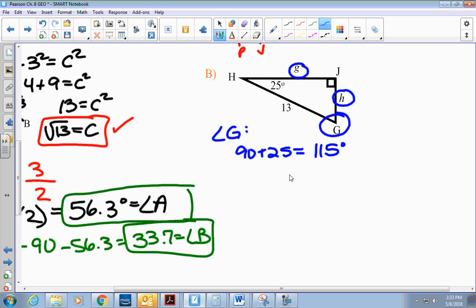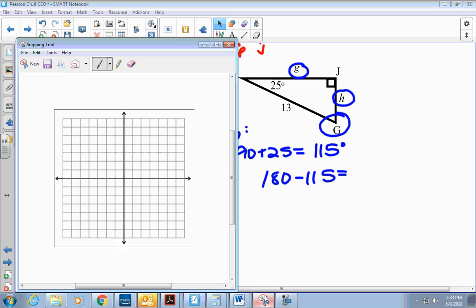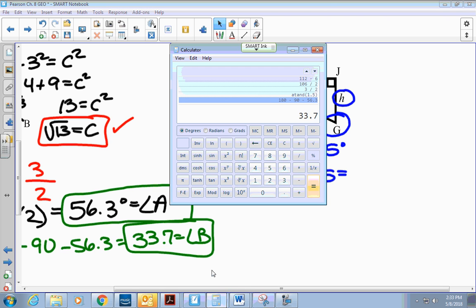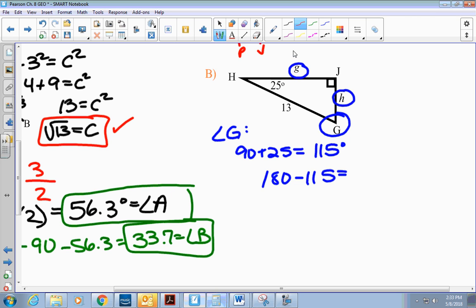So I know angle G is not 105. Oh, you subtract it. Yeah. From 180. Yeah. Good. You subtract it from 180. Awesome. That's good. So 180 minus 115 is 65.